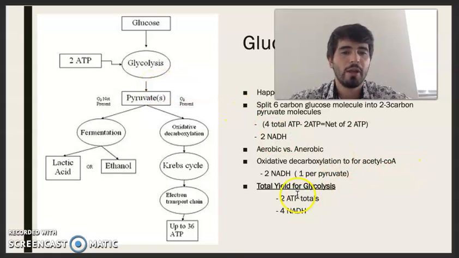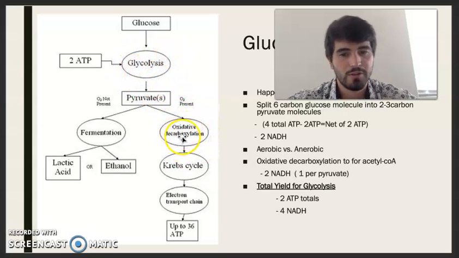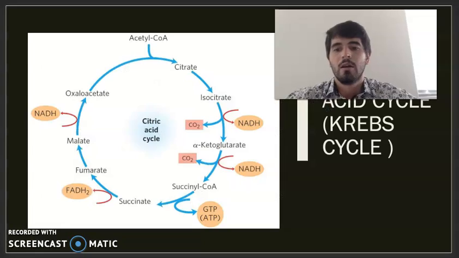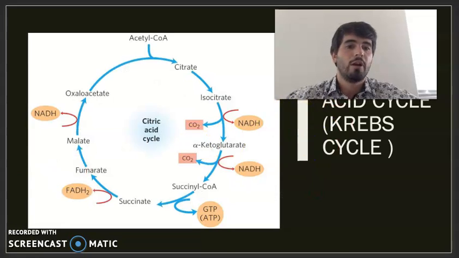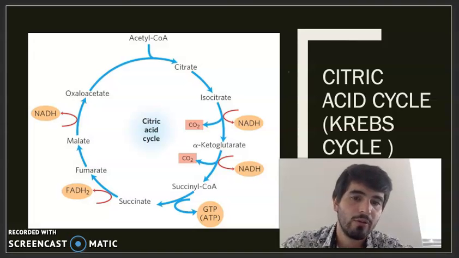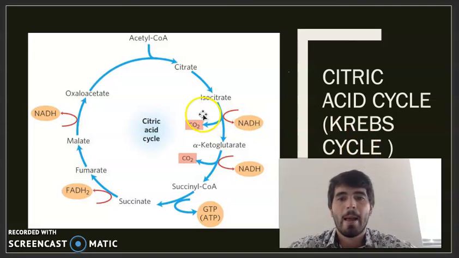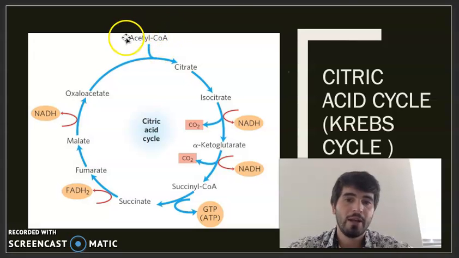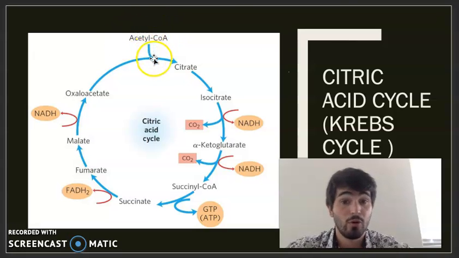So we have acetylcholine now. The total yield for glycolysis was 2 ATP total and 4 NADH, 2 from up here and 2 from down here from this process. So we move on to the citric acid cycle, or as I referred to it a little bit earlier, the Krebs cycle. We have the acetyl-CoA here, ready right after glycolysis, ready to go in.